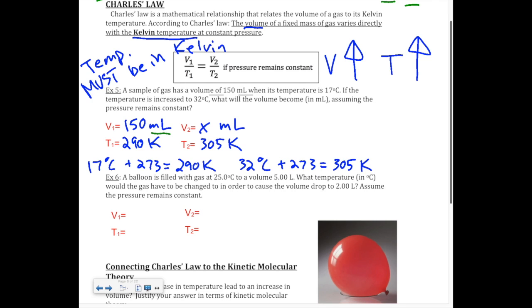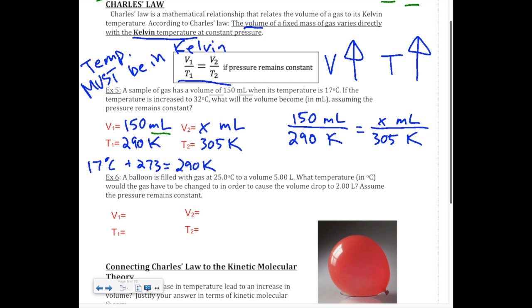Now, when I do the math, I'm going to use this equation, V1 over T1 equals V2 over T2. So I'm going to take 150, I'm going to drop units, divided by 290. Let's go ahead and add the units just for fun. Equals X number of milliliters divided by 305 Kelvin. You're going to have to multiply both sides by 305. So algebraically you'd have to do that.